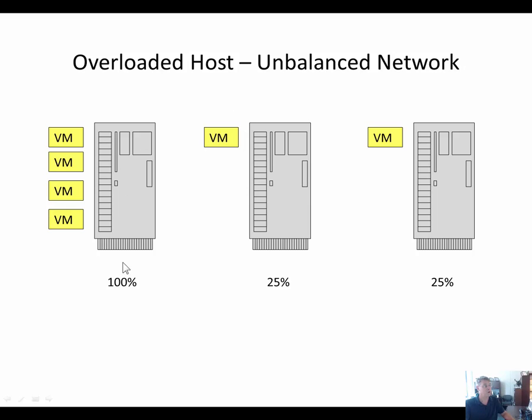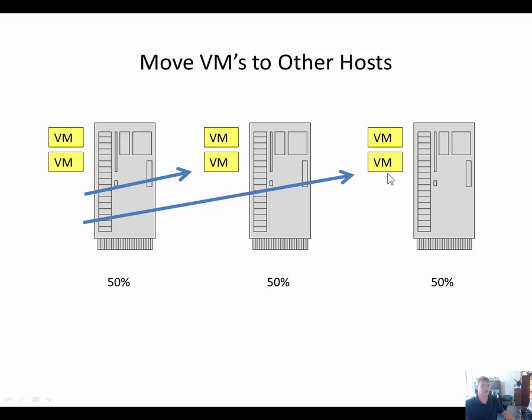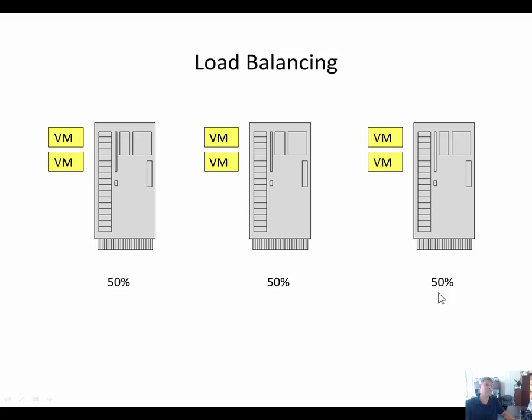In this example, we have one ESXi host which is running at 100%, and two more ESXi hosts that are each running at 25%. This is called an unbalanced cluster. So what we can do is we can move some of the virtual machines from the more busy ESXi host and move them to the less busy ESXi hosts. And now you can see all three ESXi hosts are running at 50% utilization, and this is called a balanced cluster.